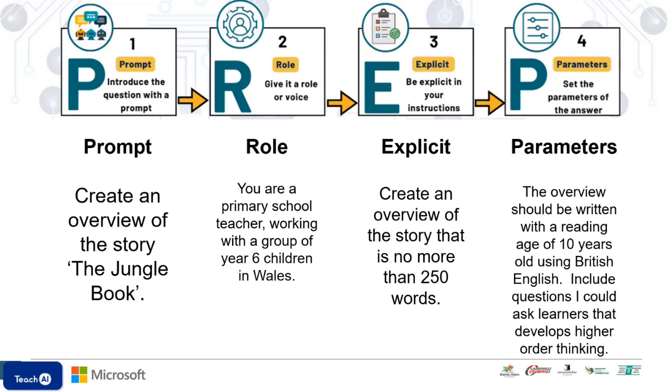So you might want it to generate some multiple choice questions about the overview. You might want it to give you a synopsis. You might want it to take on the role of Henry VIII and talk as if it's Henry VIII in role. So think about now how you can iterate that prompt to give you something more explicit and that's more useful for you in the classroom.